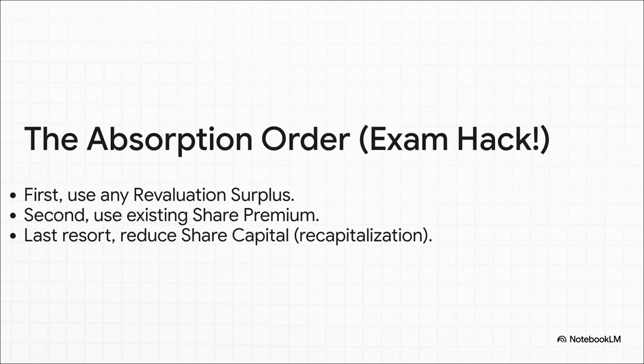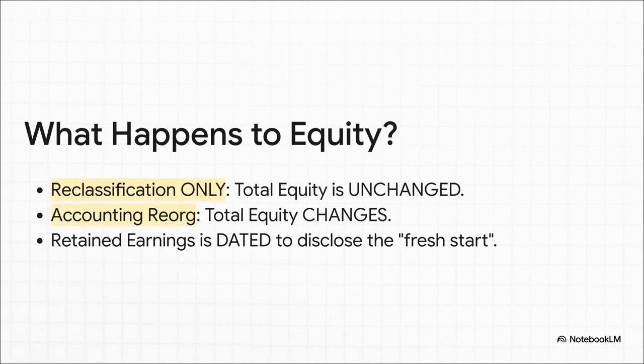Now, this slide is a total exam hack, so listen up. There is a strict order of operations for how you absorb that deficit. First, you use up any revaluation surplus from restating your assets. If that's not enough, you go to your share premium next. And only as a final last resort do you touch the share capital itself. Remember that order.